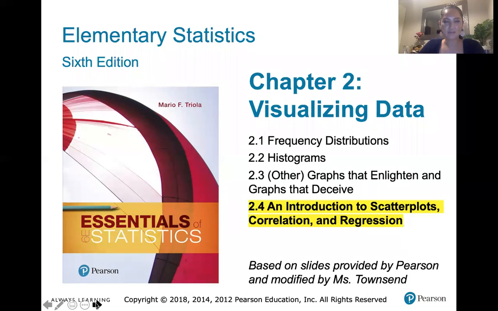And so this is the fourth lesson in Chapter 2, which is all about visualizing data. This is the second chapter in Essentials of Statistics, 6th edition by Mario Triola. These slides are based on slides provided by Pearson and modified by me for our course.